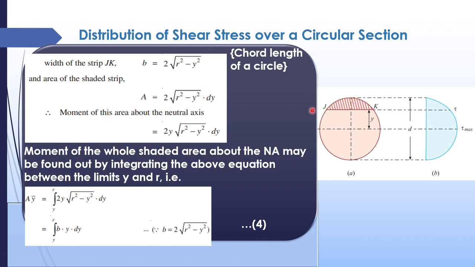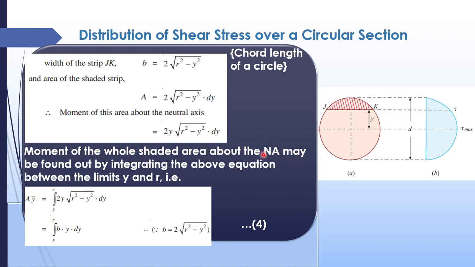Now the moment of this area is the area into the perpendicular distance. The perpendicular distance is y. So the moment of the area is A y bar. A into y is the moment. Area into perpendicular distance means the moment of the area. Now for the moment of the whole shaded area, for the total shaded portion, what is the moment of the area? That is A y bar.